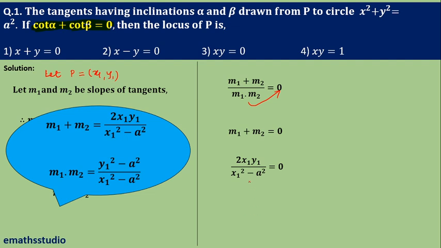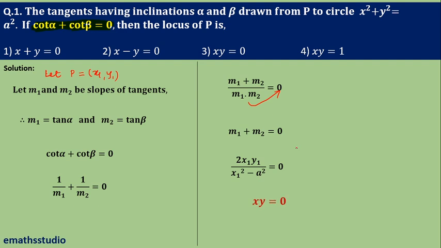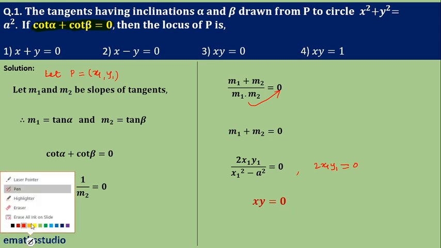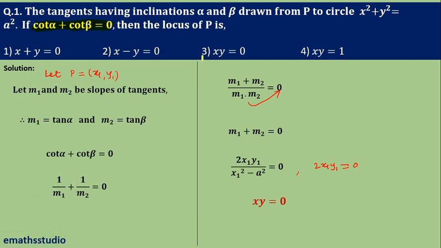Now here, if you take x1 square minus a square to the right hand side, it simply becomes 2x1 y1 is 0, and in the next step you can write x into y is equal to 0. So the locus equation for the point is xy is equal to 0. So our answer is option number 3. This is our answer: x into y is equal to 0. This is the required locus for the point P.